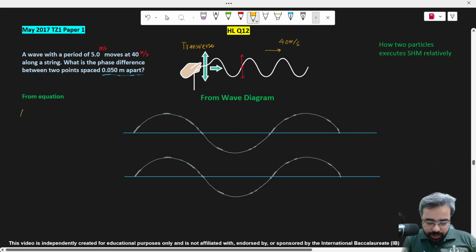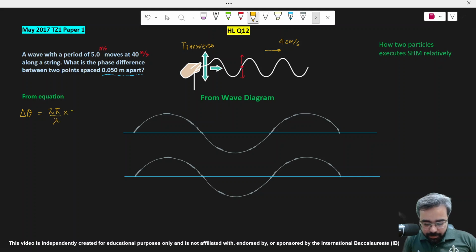If you want to find the phase difference, the equation is 2 pi over lambda multiplied by x. Now x is the distance between the two particles, and this equation always applies for this type of coherent wave whose time period is constant throughout. So let's say the first point is here, and the second point, wherever it is, is 0.050 meter away.